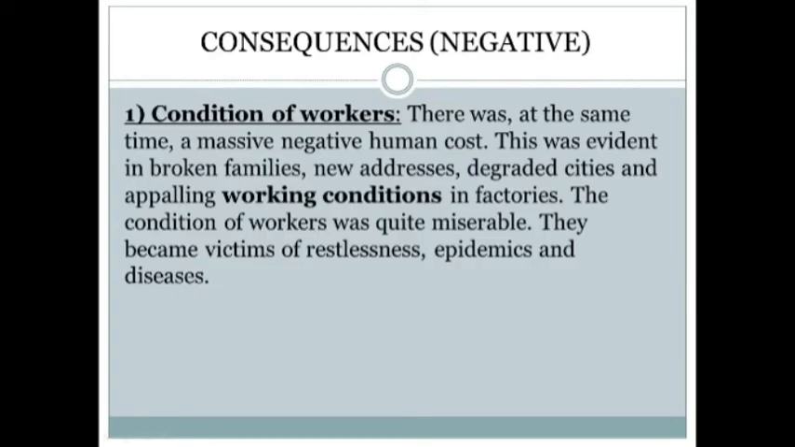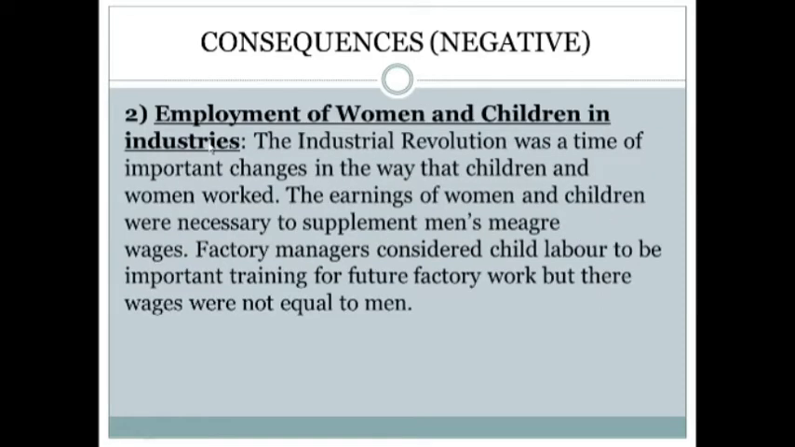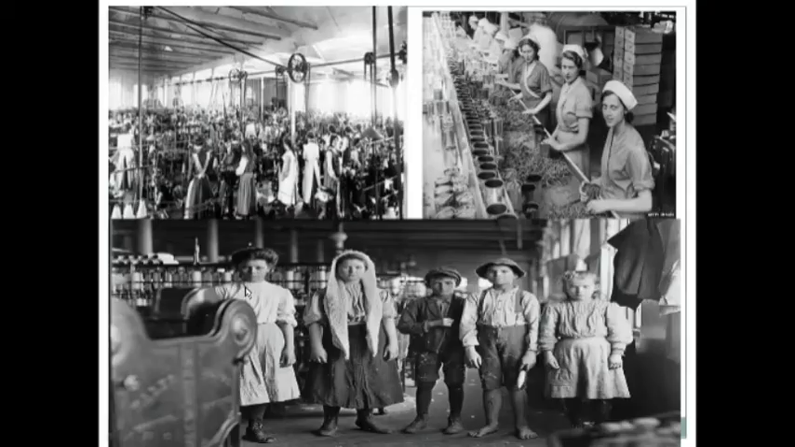Now let us discuss the condition of workers. Basically the working conditions were very bad. There were victims of restlessness, epidemics, diseases and housing problems. Livelihood was not easy to maintain in cities, and hence the condition of workers was harsh. Women and children were employed in industries and forced to work, because factory managers considered child labor important training for future factory work, an investment for the future. Also the wages of women and children were not equal to men's.